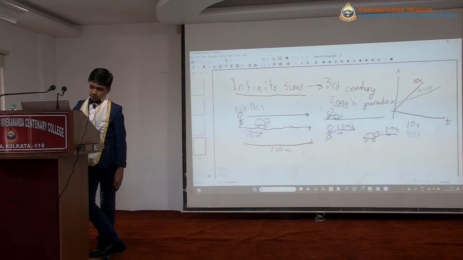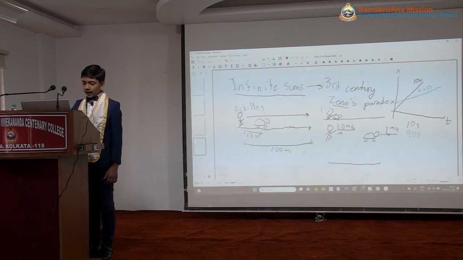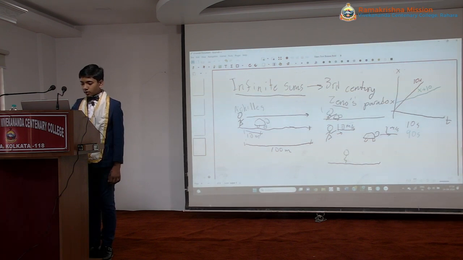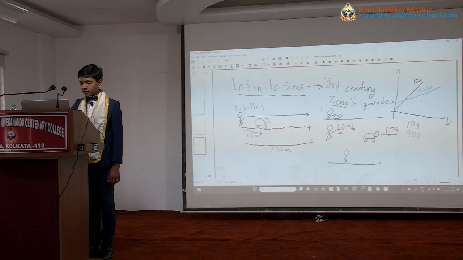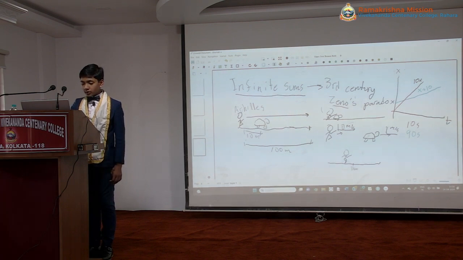And Zeno saw this too. But here's what he thought. To catch up with the tortoise, Achilles must first reach the point where the head start happened. But once he reaches that point, which is 10 meters away, so it takes him 1 second, the tortoise has already moved a meter in front of him. This is 11 meters and this is 10 meters. So the tortoise is already here.